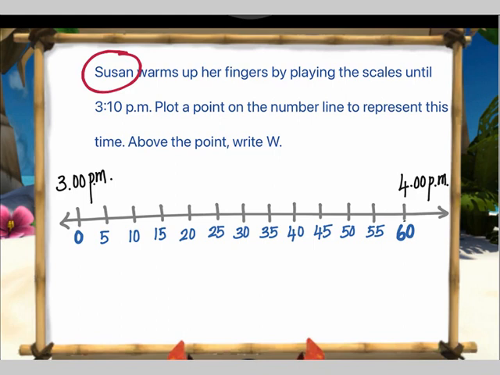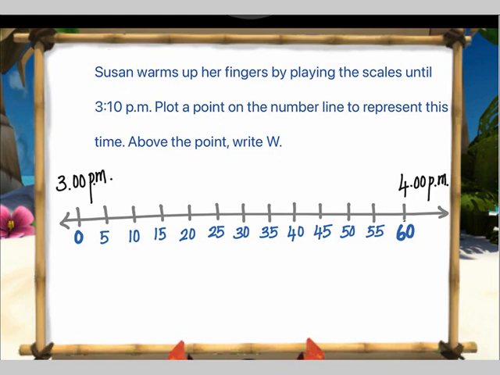What we have to show here is we have to plot a point. A point can be a dot. You can keep a dot on the number line for 3:10 p.m. and you have to mark it as the letter W. Come, let's do it.